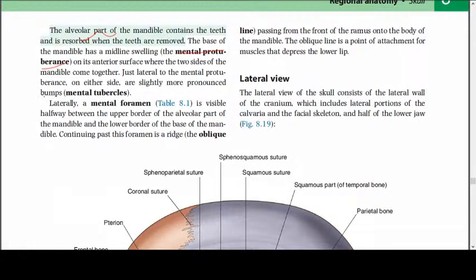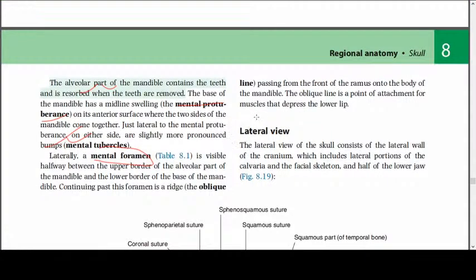The mental foramen is visible halfway between the upper part, the alveolar part of the mandible, and the lower part, the base of the mandible. Continuing past this foramen is the oblique line, passing from the front of the ramus onto the body of the mandible. The oblique line is the attachment of the muscle that depresses the lower lip.